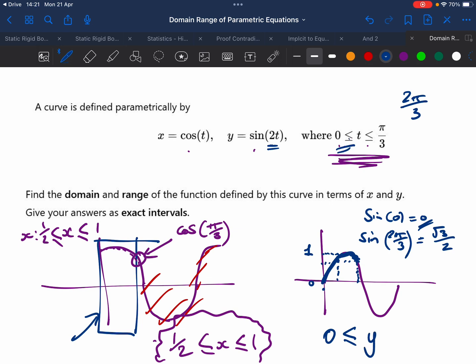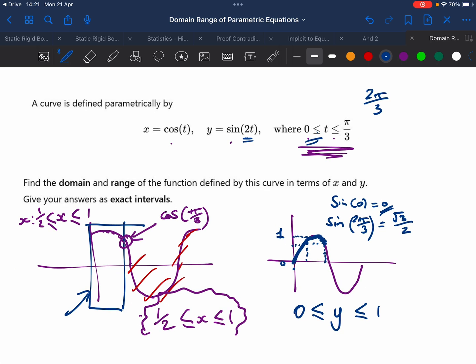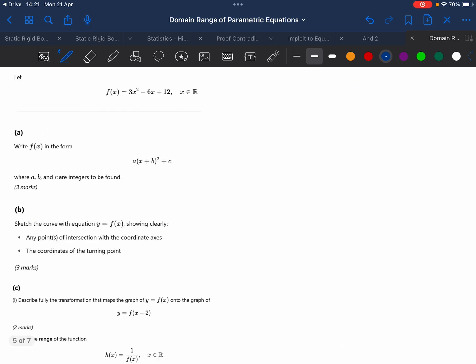I'm going to write y, or you could write f of x. And it can go up to and including 1. So just one to be slightly wary of there, that you need to watch spots between where things may have turned around. We'll do one final one of a slightly different style with domain and range just to finish.